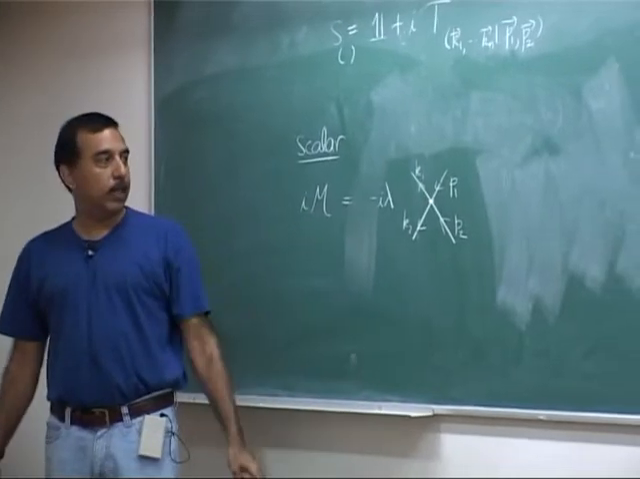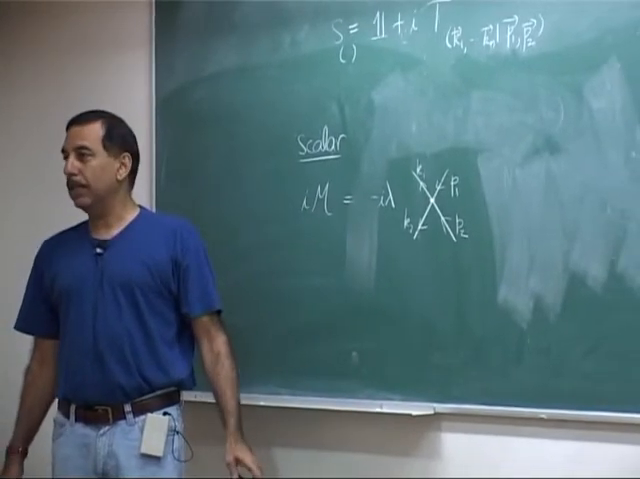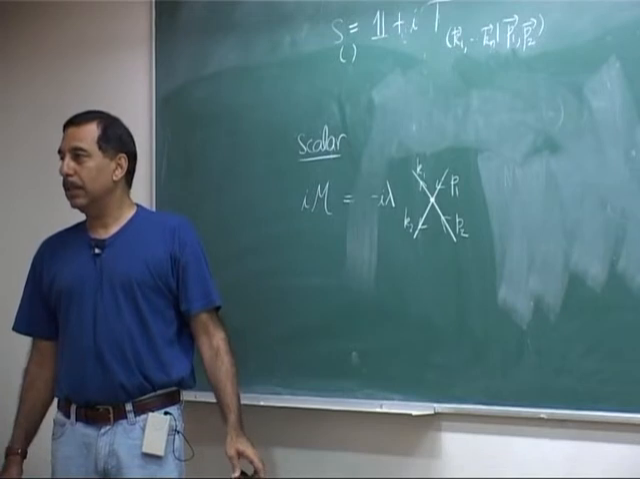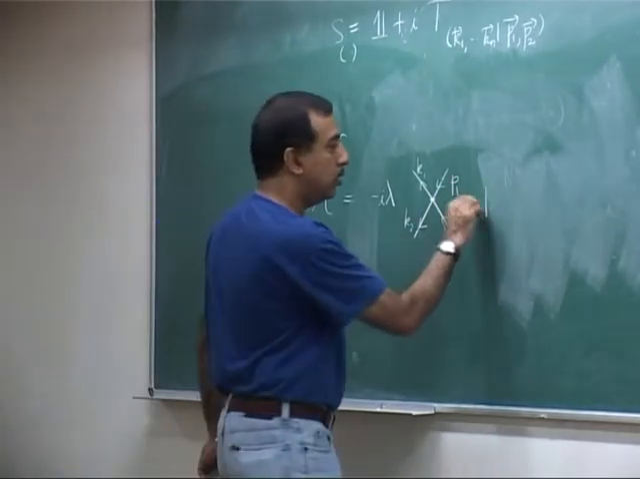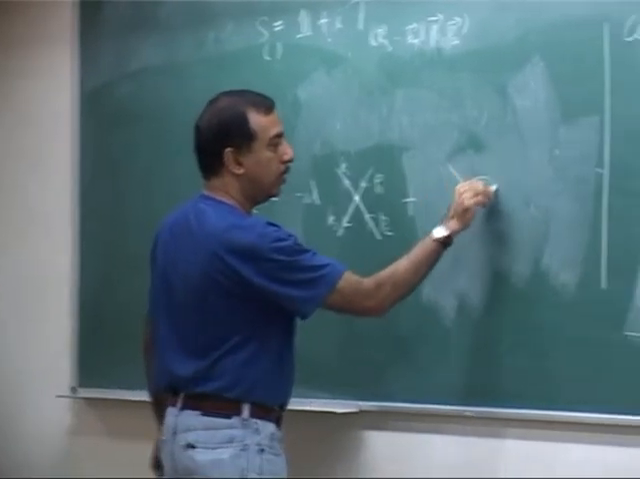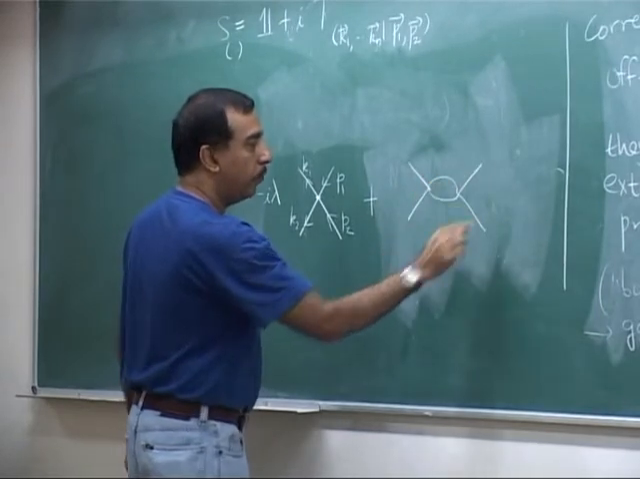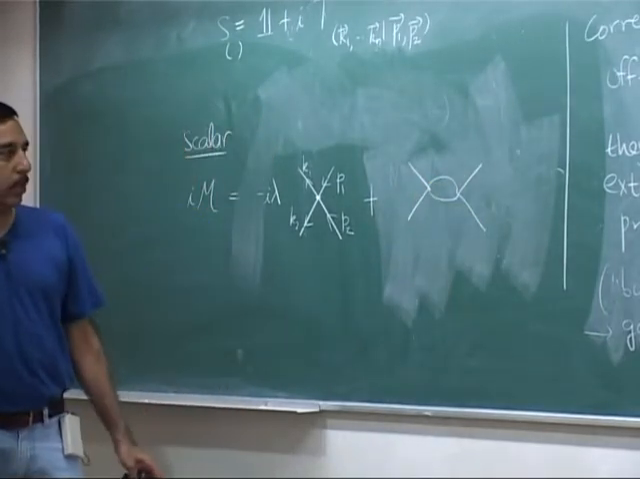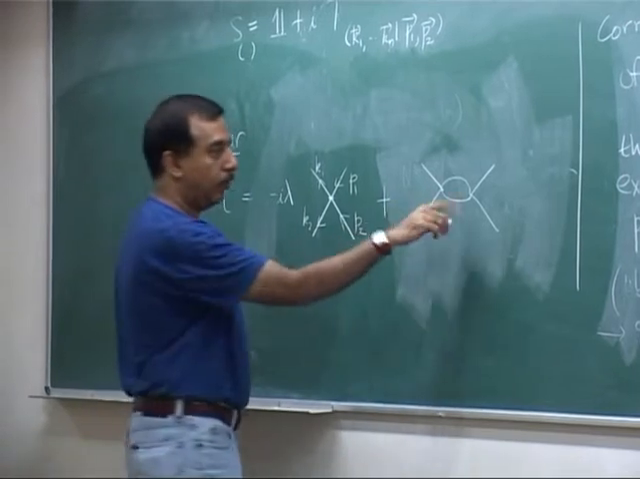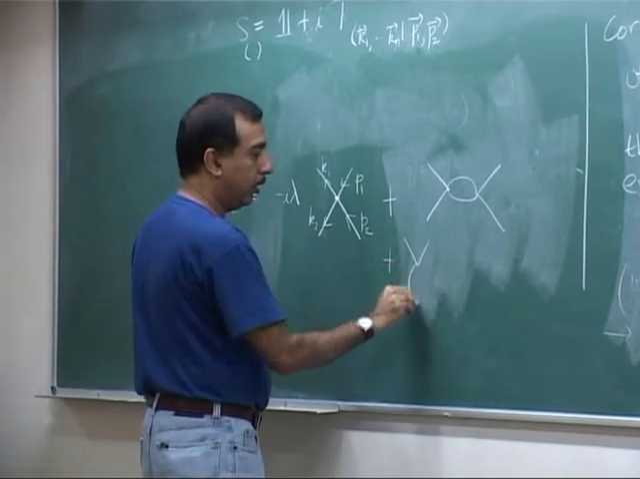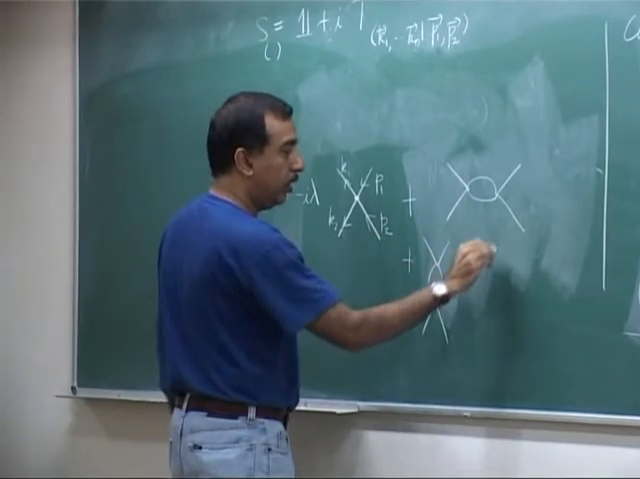So what will be the corrections? What will they be like? Can you guess? So there will be more diagrams. For example, there will be this diagram. In addition, this is scalar phi-4 theory, there will be this diagram, and there will be this diagram.